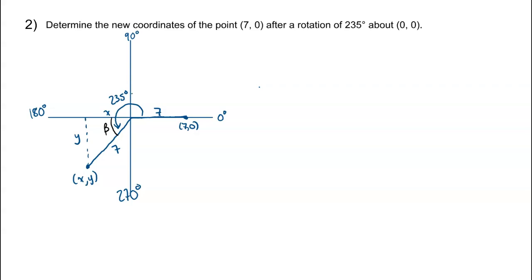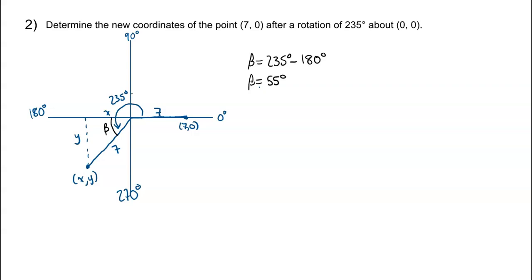So I'm going to call this angle here the related acute angle. This forms a right triangle down there in the bottom left quadrant. In order to find what beta is first, I'm going to take the 235 degrees and subtract 180, and I get an angle of 55 degrees.